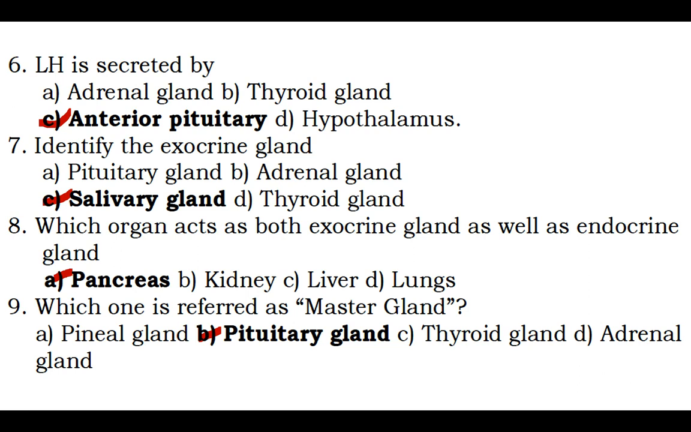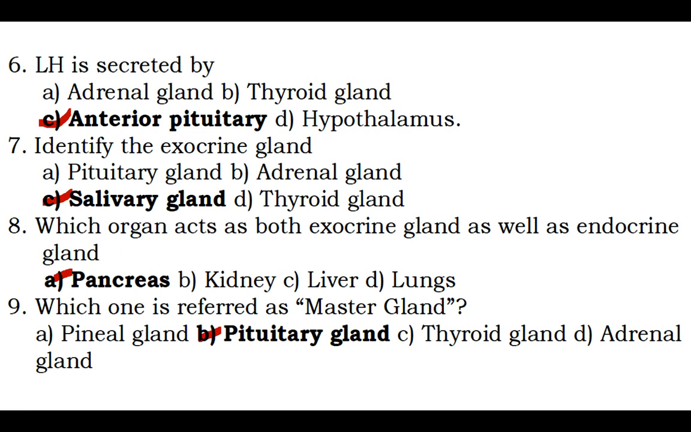Question number 6, LH is secreted by option C, anterior pituitary. Question number 7, identify the exocrine gland. Option C, salivary gland. Question number 8, which organ acts as both an exocrine gland as well as an endocrine gland? Option A, pancreas.